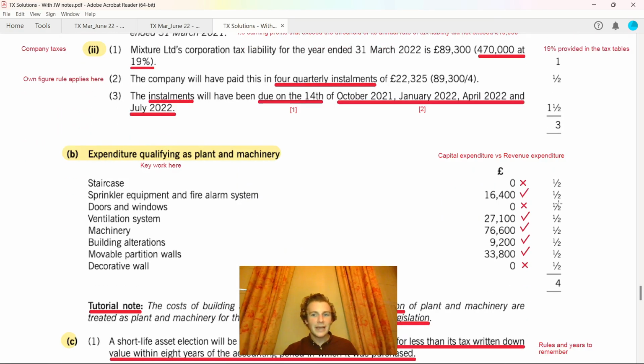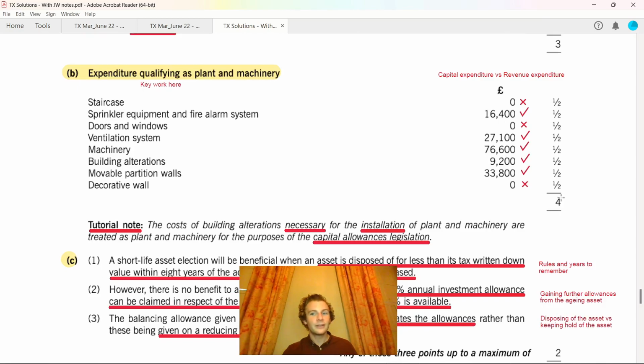So just to come on to now part B, and this is where you can check off to see if you actually had down your expenditure, does it qualify for plant and machinery, yes or no? And as I said in the notes in the question analysis, just simply write down the actual elements and then write on the side, yes or no, did it actually qualify? In terms of the sprinkler equipment and also the ventilation system, these related to actual health and safety and were necessary. We also had the cost of the building alterations necessary for the installation of the plant and machinery. So therefore, without those being incurred, the machinery wouldn't have been functional on there.